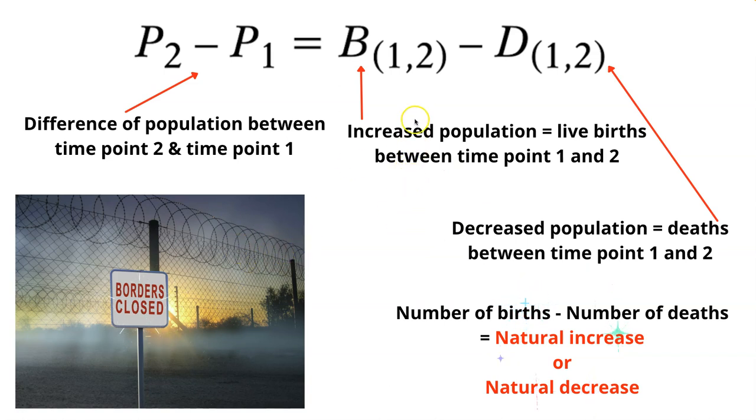But anyway, this is a very simple calculation, because the number of births minus the number of deaths, the difference between the number of births and deaths, will be the natural increase of the population. Or if there are more deaths, that is the natural decrease, not considering the migration.